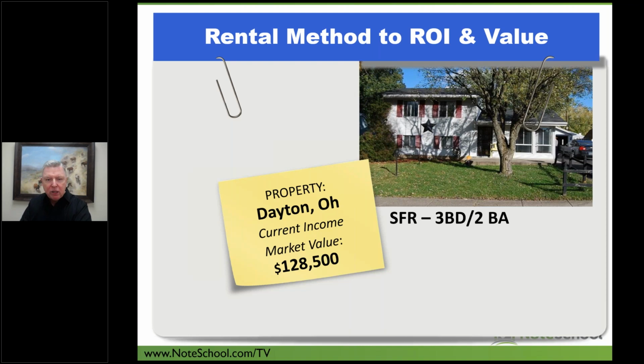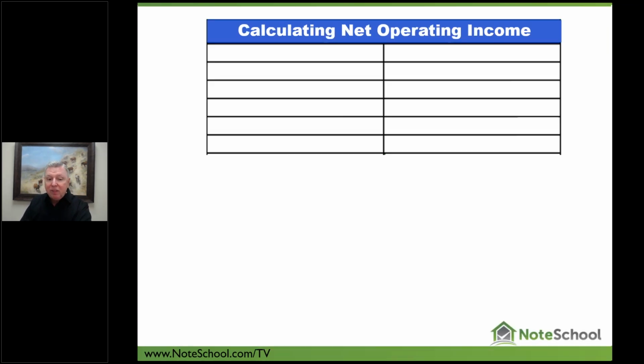Current market value, and I brought this up to more a current market condition, is $128,500. This was a 3-bedroom, 2-bath. I know in many markets it could be worth a lot more than that, but let's just be fair about what this is. And so the rental income on this is $1,250 per month, gross rent. Okay, so then let's calculate the net operating income.